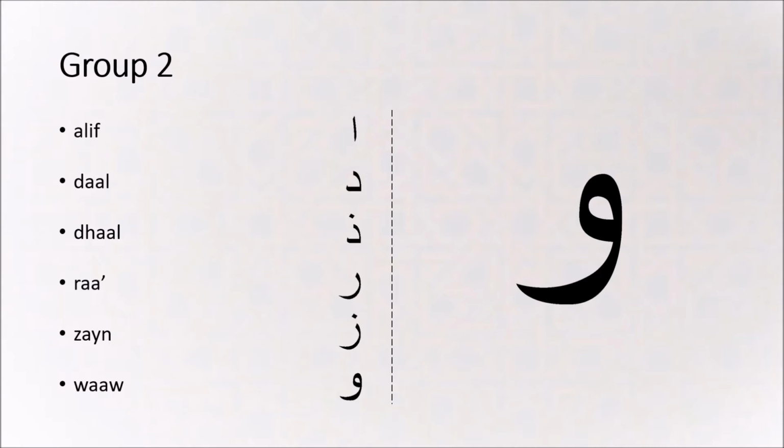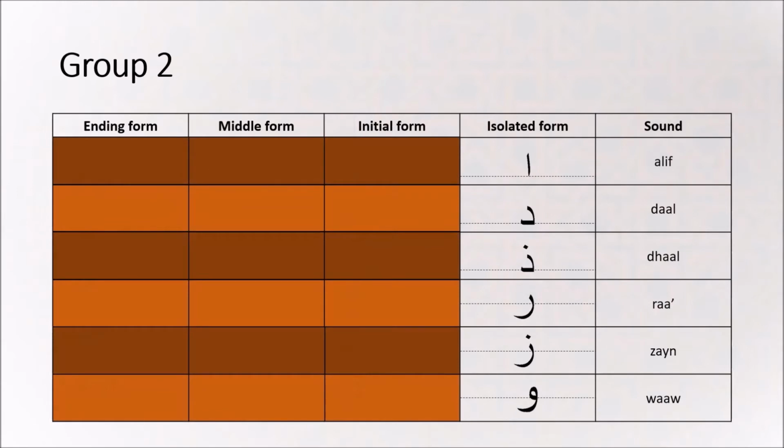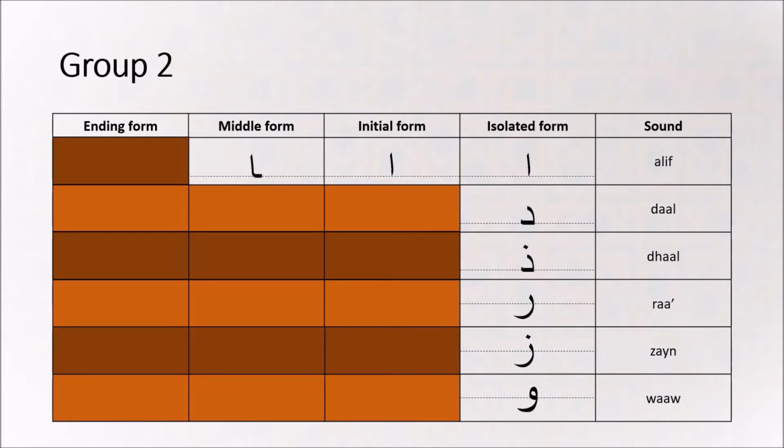Alright, let's find out how to write these letters in the initial, middle and ending form. Let's start with Alif. Just like the letters of group 1, we start with the letter, but we don't add a helping line to the left. In the middle form, we start with a helping line from the right, go up, and that's it. No helping line to the left. And in the ending form, just like the middle form, we start with a helping line from the right, go up, and that's it.